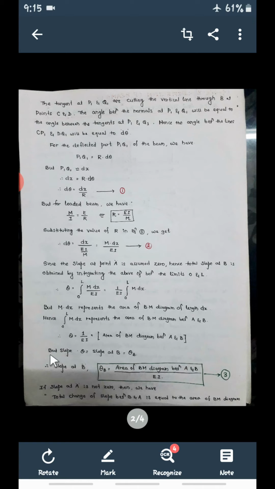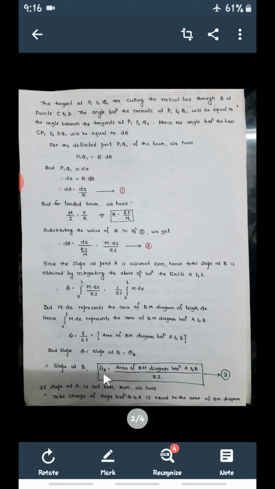So what we have assumed? We have assumed slope at A is 0, and slope at B is nothing but theta B. So theta is equal to slope at B, theta B. Therefore slope at B, theta B, is equal to the area of bending moment diagram between A and B divided by EI. This is equation number 3, and it is important. So from equation 3, what we are going to get? Slope at B, or the rotation at B.